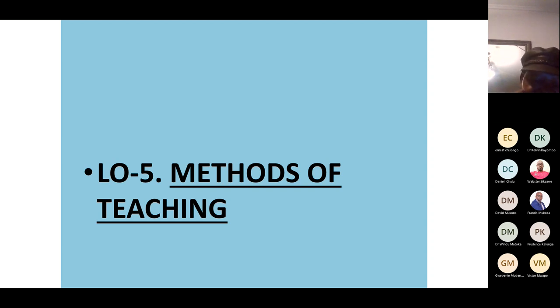So this brings me to learning objective number 5, which is methods of teaching. Pedagogy, really, we are going to cover all these things. The 8 learning objectives I've given you will inform the 8 topics that we are going to cover. So this is what we are going to do throughout the course. So methods of teaching. Let's start by just having a basic discussion. What do you consider as methods of teaching?